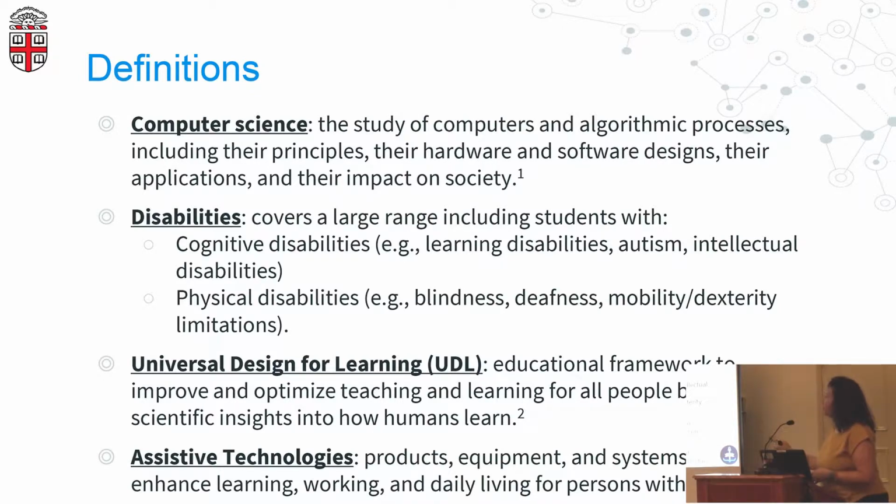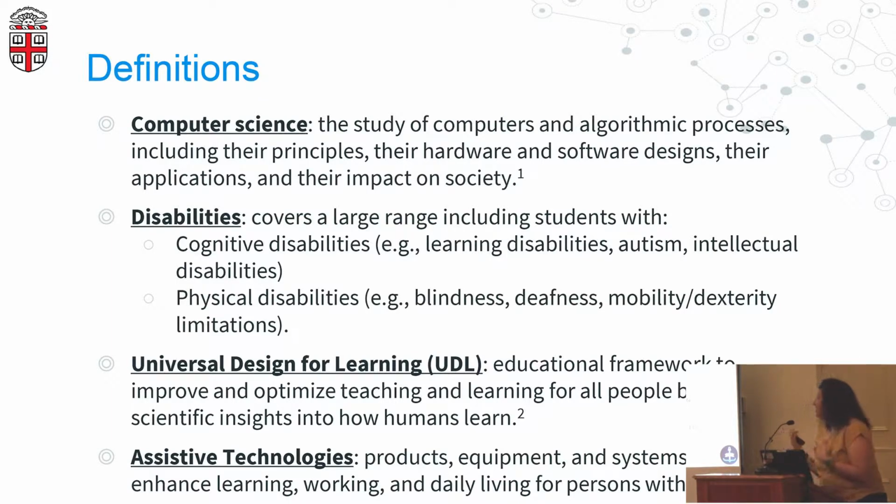I also want to cover a little bit universal design for learning. This is somewhat of a newer topic. It's based off of the idea of universal design. So if you think of things like sliding doors and curb cuts, the idea for them is to make things accessible for users of wheelchairs, but they're beneficial for all of us, right? So if we're carrying a bunch of grocery bags and the doors automatically open, great, we don't have to push a button for the door to open. And so the universal design for learning is taking that idea and applying it in an educational context. And then assistive technologies is just products, equipment, and systems that enhance learning for folks with disabilities.